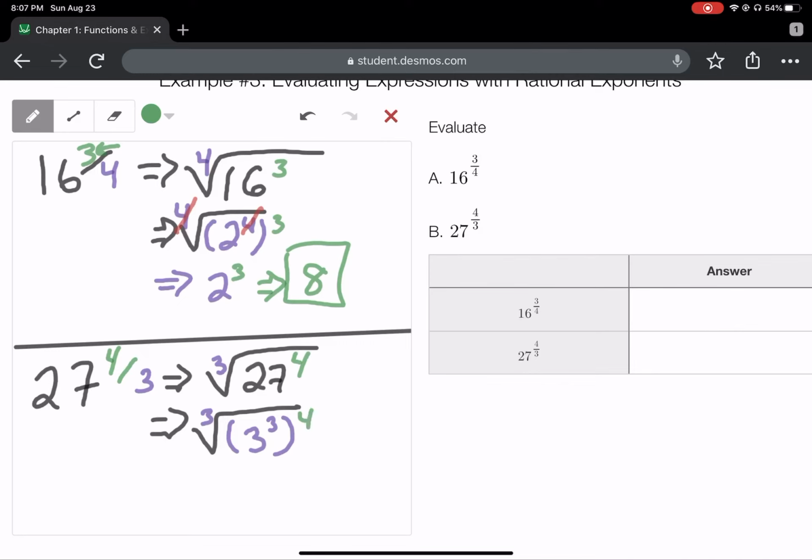So what we're doing is we're simply looking for a way to cancel out our radical. So we're looking for this to be able to cancel it out, because that's the only way we can get rid of our radical, is if we can find a number that simplifies that. So then what we're going to be left with here is 3 to the power of 4, which is 3 times 3 times 3 times 3, which is 81. So this is the solution, or the simplified version of 27 to the power of 4/3.